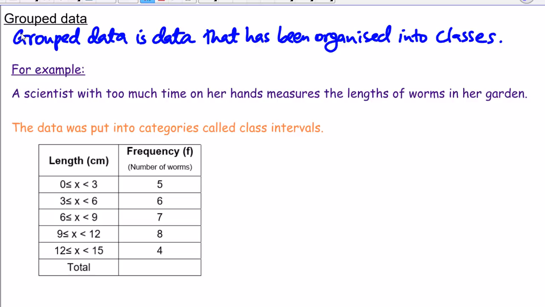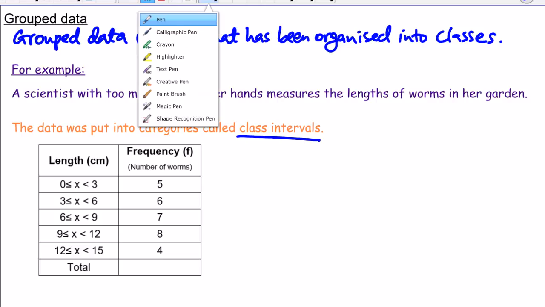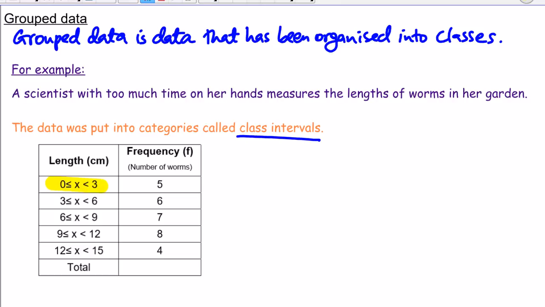For example, in this case, we have a scientist who had too much time on her hands and she measured the lengths of worms in her garden. Now, this data, remember, is continuous data because it has to do with measurement. The data was put into categories called class intervals. What I mean by class intervals is here. For example, the first row is the number of worms that measured between 0 and 3 centimeters. There are 5 of them. The number of worms that measured between 3 and 6 centimeters, there are 6 of them, and so on and so forth.